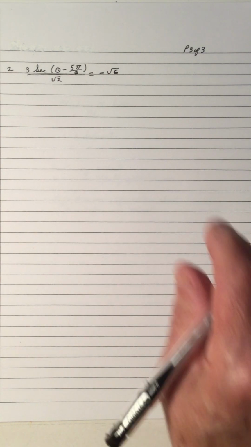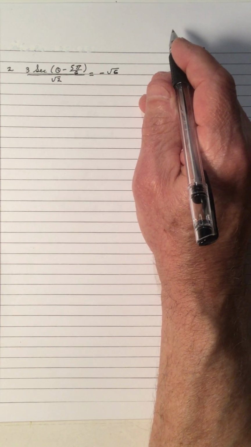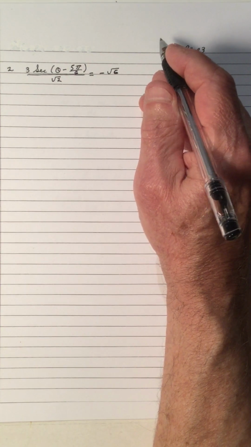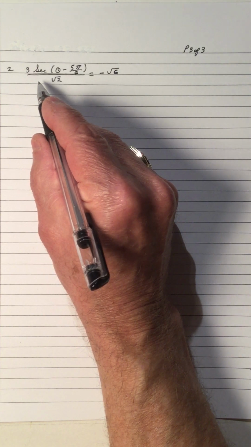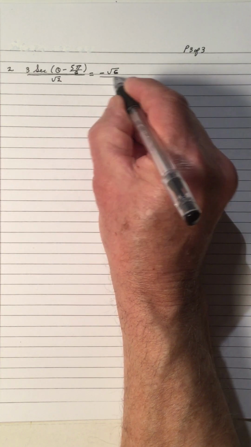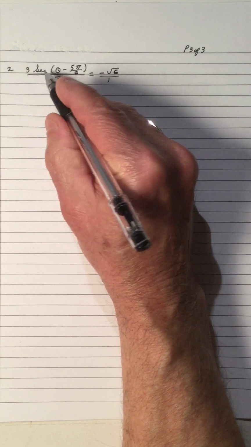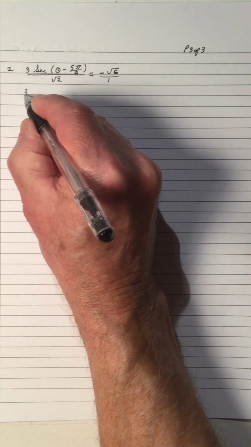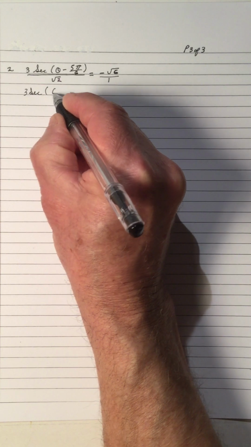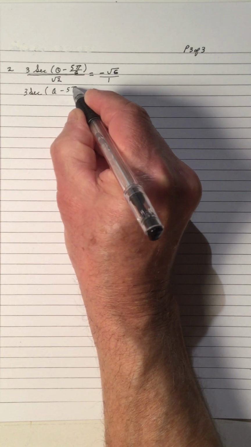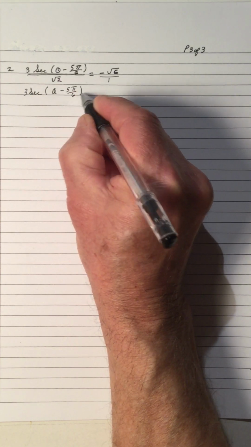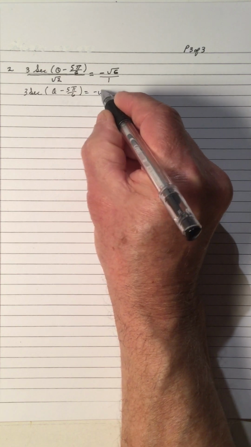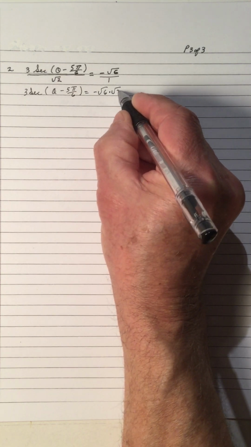Now we have another equation, a little bit different, but we have a fraction. So what I want to do first is clear the fraction. So cross multiply. 3 secant of theta minus 5 pi over 6 equals negative root 6 times root 2.